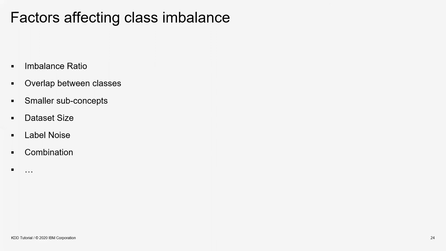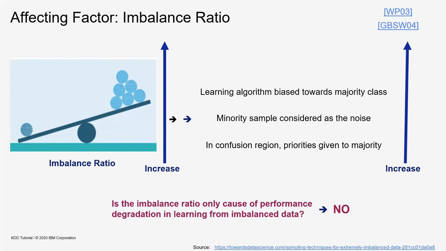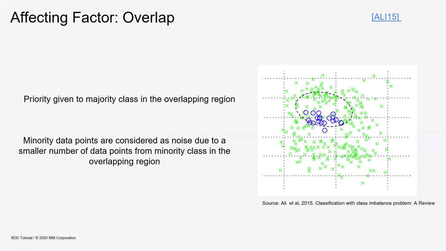So, for example, if you look at the imbalance ratio, this is definitely a problem because the learning algorithm is going to be more biased towards the majority class, and it's possible that in some cases, minority samples can be considered as noise, or in the confusion region, priorities can be given to the majority classes. However, the question is: is the imbalance ratio the only cause of performance degradation in learning from imbalanced data? No. So let's look at a few other factors that will affect the class imbalance problem.